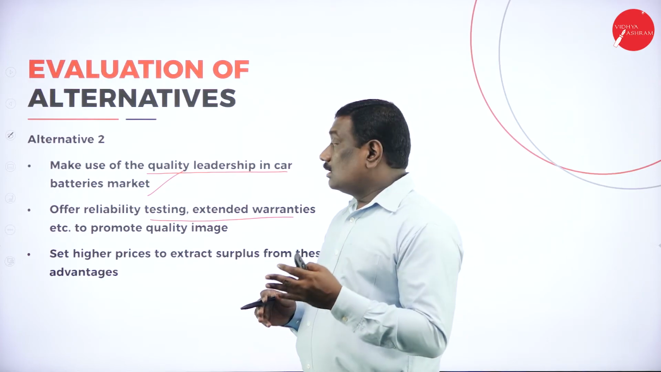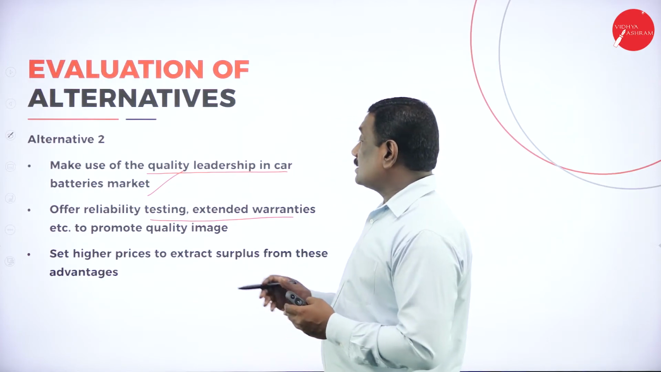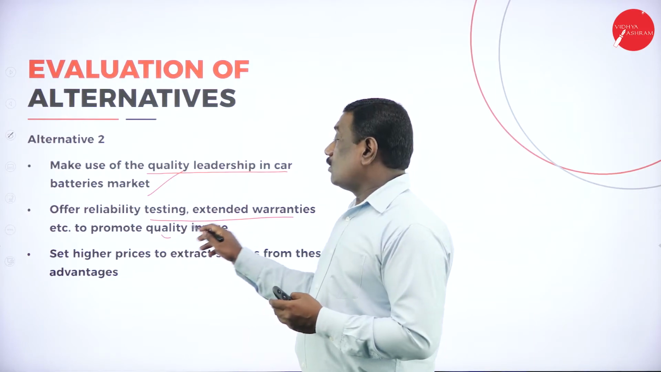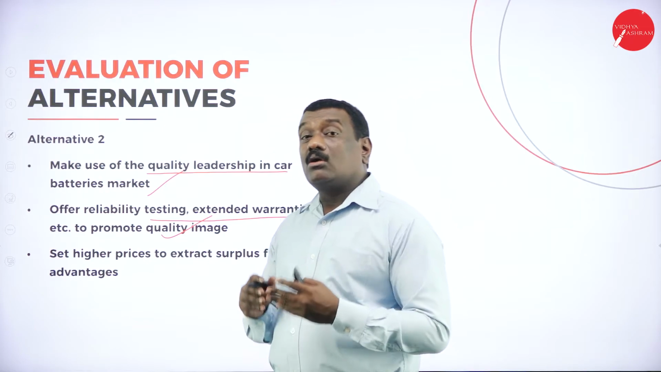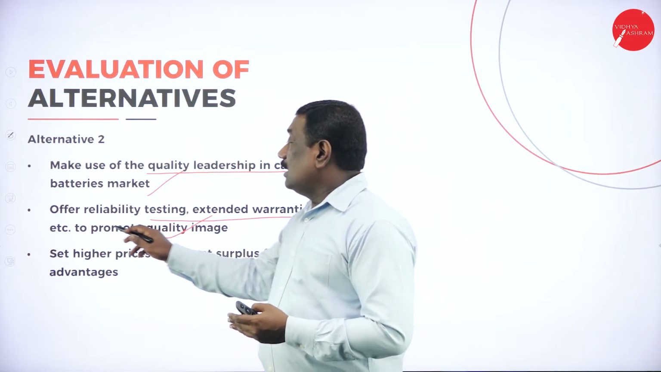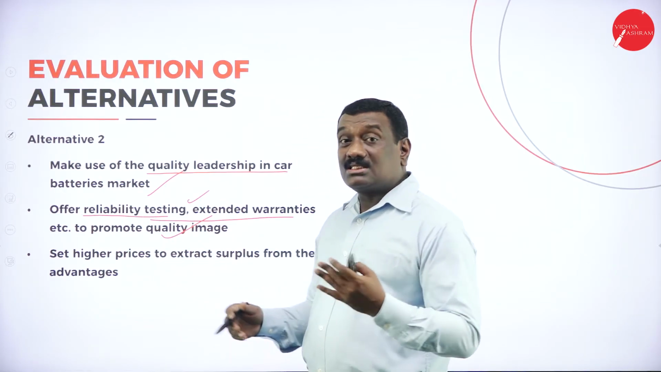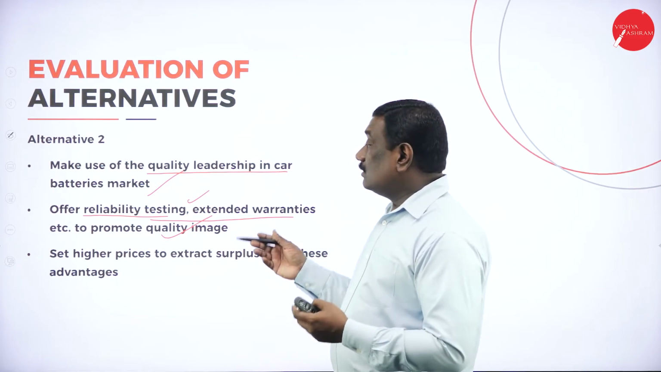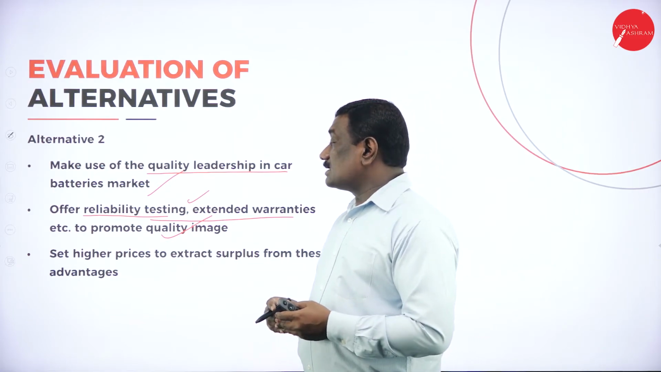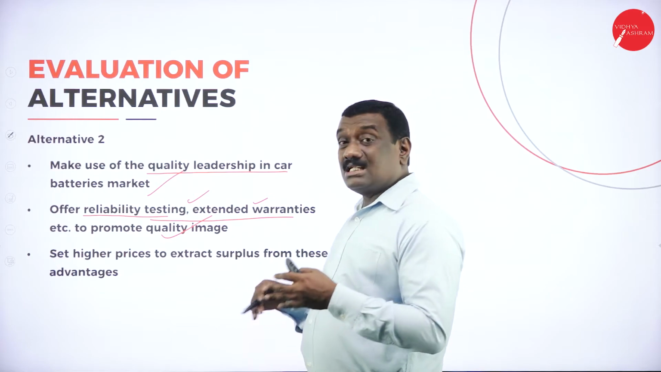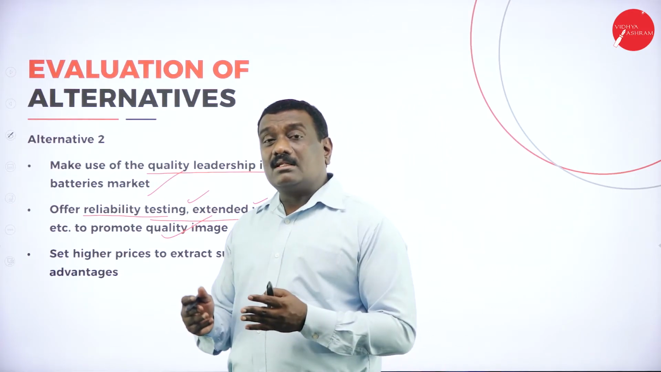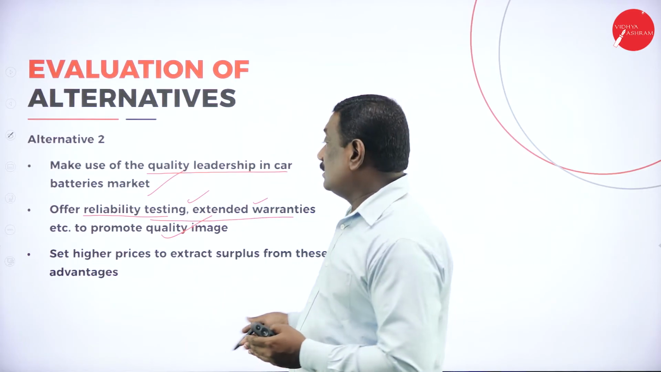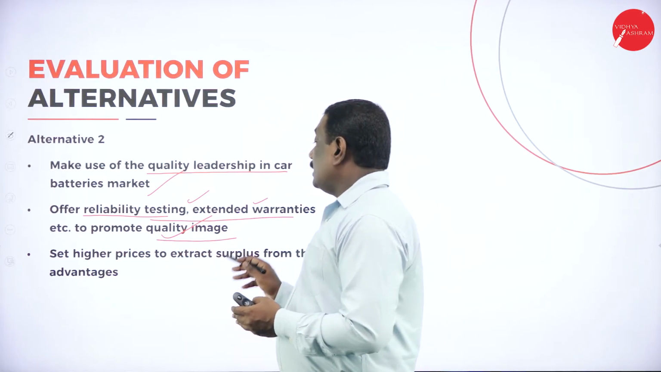You need to give an offer, which is reliability testing, extended warranties, etc., in order to promote the quality image. How are you going to promote a quality image? That is through offering reliability testing, like we have test drives. In the same way, you should also offer reliability testing. Then you should also extend the warranties of those batteries. Like if it is for 1 year, give it for 2 years or 3 years, something like that. So in order to promote your quality image.